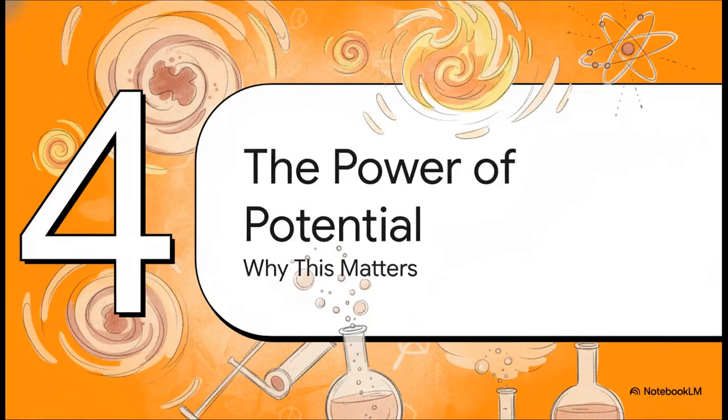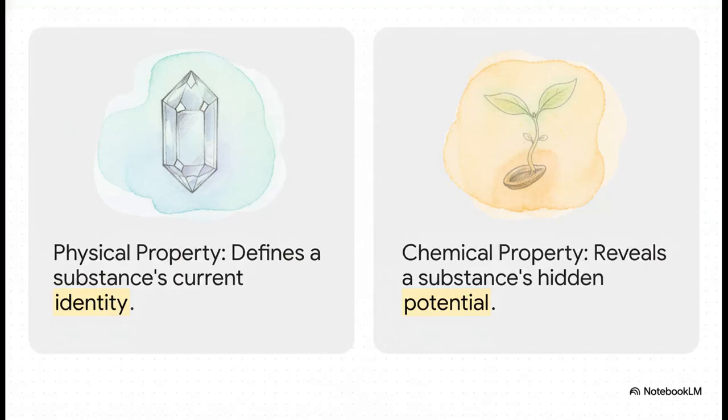So we've looked at fire, rust, fizzing reactions, even atoms changing their identity. What's the big takeaway here? Why does this difference between what a thing is and what it does actually matter so much? It all boils down to this simple idea. Physical properties define a substance's identity, who it is right now. But chemical properties, they reveal its hidden potential. They tell us what it could become, what amazing transformations it's capable of, and understanding that potential is really the heart and soul of chemistry.